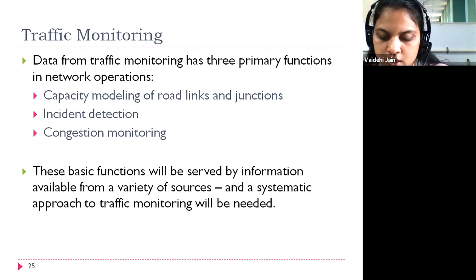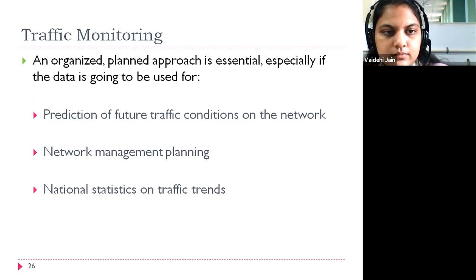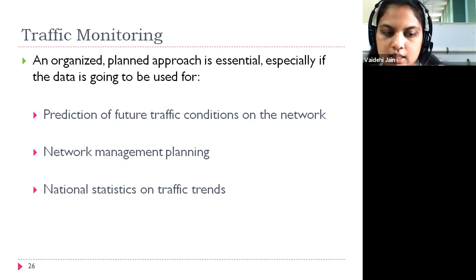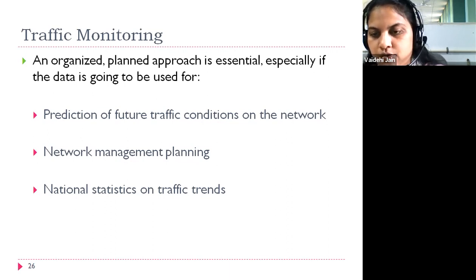A systematic approach to traffic monitoring will be needed. An organized or planned traffic monitoring, if the data is very organized and planned, only then can you use this data for the prediction of a future traffic condition. Now, suppose the data says 1,000 vehicles is the capacity, then the speed limit is something like 50 kmph.